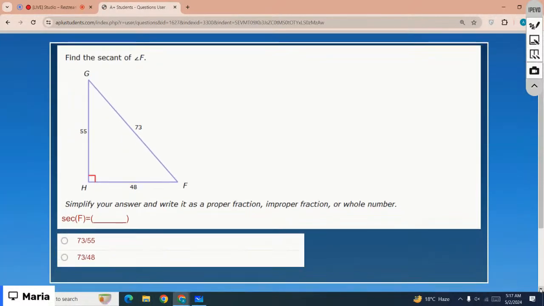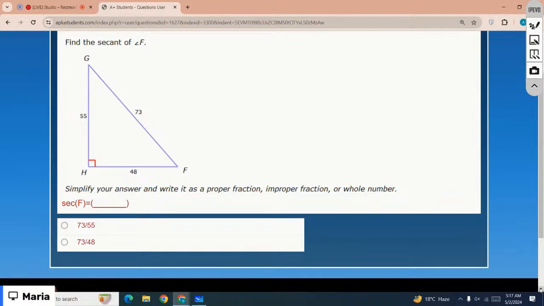The next one is, what is secant of angle F? Which is the correct option?